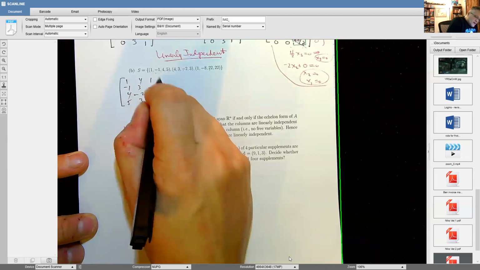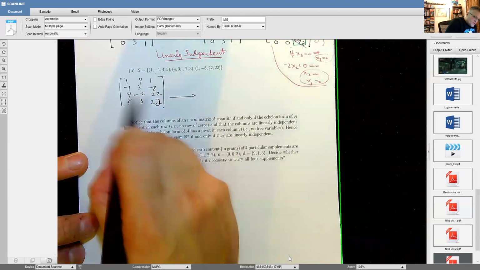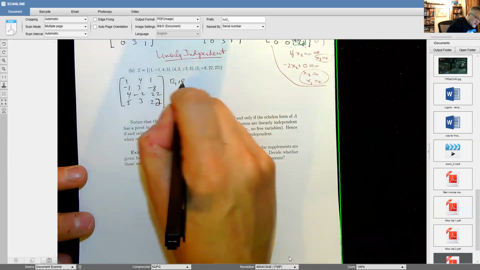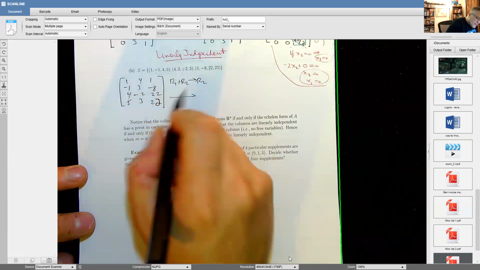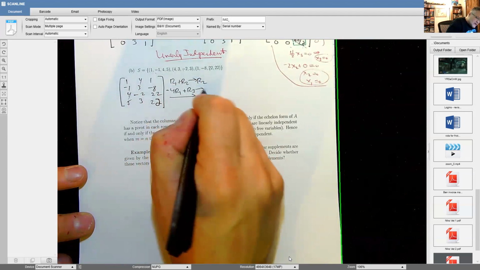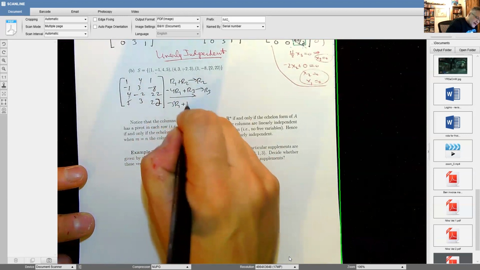Oops, 22. And I want to put it in echelon form, right? So again, I got to put zeros here, right? So let's add R1 plus R2 and clunk it into R2. Let's multiply R1 times -4, add it to R3, and multiply R1 by -5 and add it to R4.